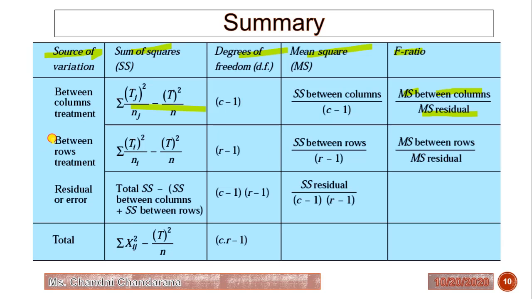Now this is the second, the between rows treatment and residual or error. Now this is the total. So this is how the degree of freedom is applied along with the sum of squares. And what will be the mean square? How can we find the F ratio for that? So in the next lecture, we will see the calculations.